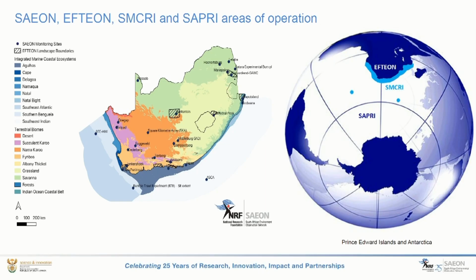And like I mentioned previously, for the terrestrial nodes, a lot of the instrumentation and the workings go across the different biomes across South Africa. And then for our offshore, we cover large parts of the oceanographic areas around Southern Africa, including Prince Edward Islands and Antarctica.